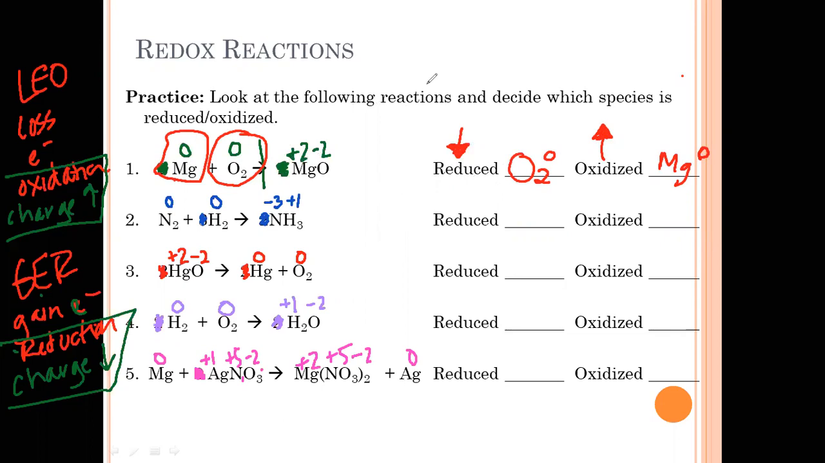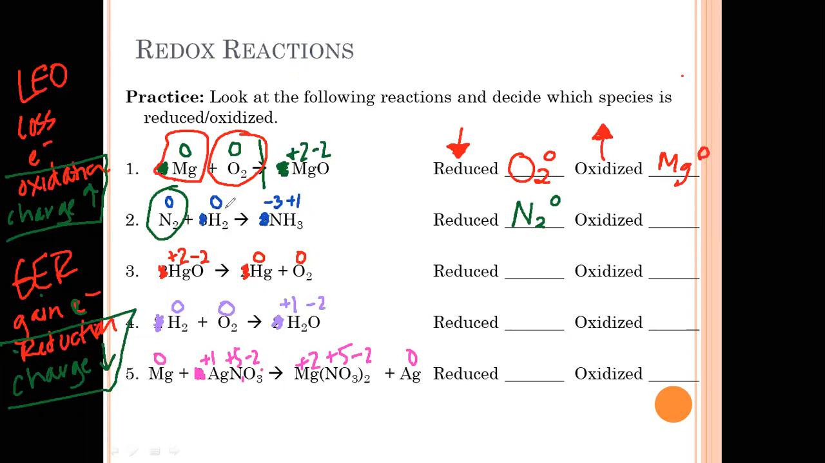All right, on the next one, we have nitrogen. Actually, can you guys push pause and try to do number 2 and number 4? Number 3, I just want to do together. Okay, so nitrogen went from 0 to -3, so its charge went down. And we're only looking at things on the left-hand side for our answers. So I'm going to write N2. I can put 0 here because that's what it started as.